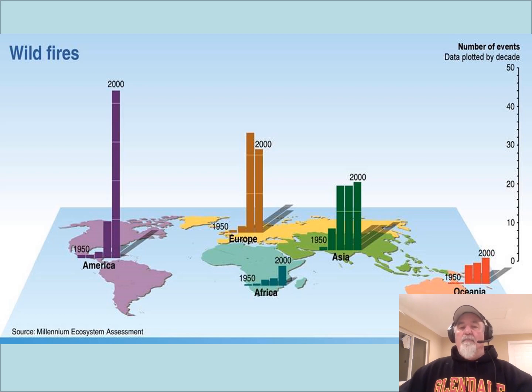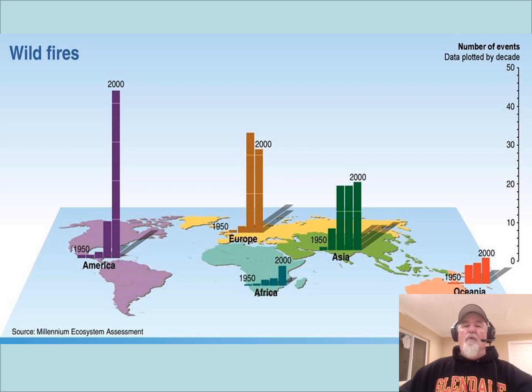For Europe, we see that, let's say back in the 50s, very few wildfires there, and a lot more in the 1990s and 2000s. Same in Africa, that trend line, Asia, and Oceania, which is basically Australia, New Zealand, New Guinea, etc.